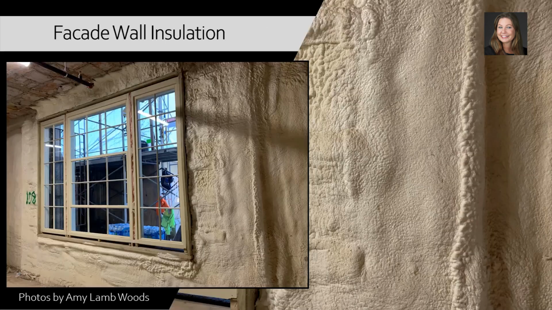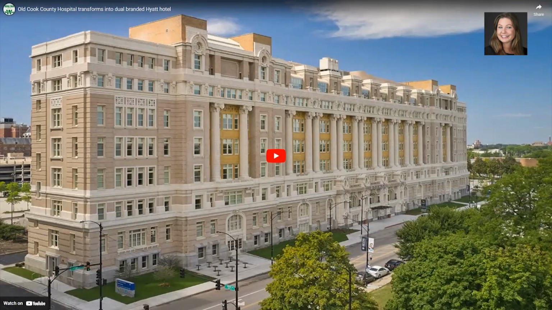And in this case, they did put some insulation on the interior of the walls. Again, you have to make sure that there's water management on the exterior facade before doing this, because some of these insulations can trap some moisture. And this is a project video from that project.